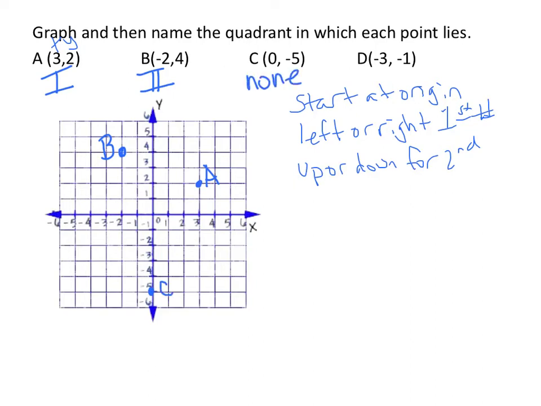It is not in any quadrant because it's on the line. It's not actually in a quadrant, so we're just going to put none for that one. And then we have negative 3, negative 1, so I'm going to go negative 3, negative 1, draw a point there. That is point D, and it is in quadrant number 3.